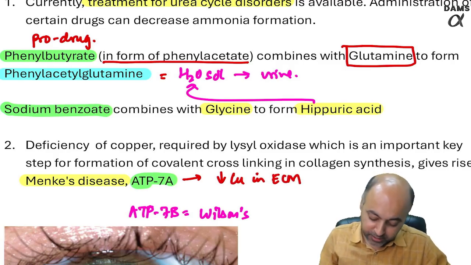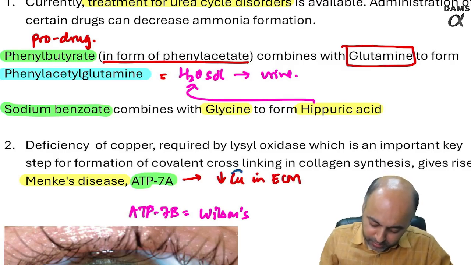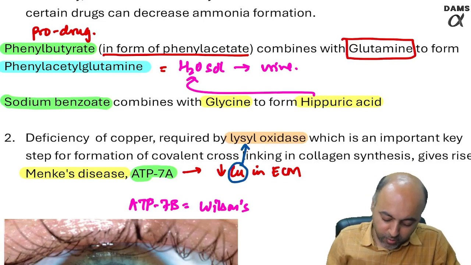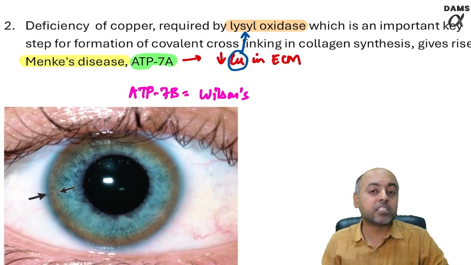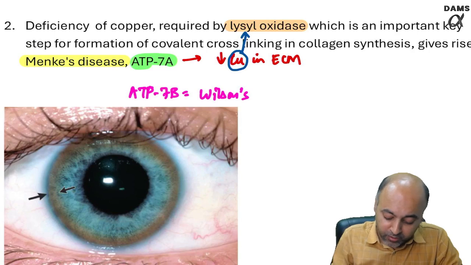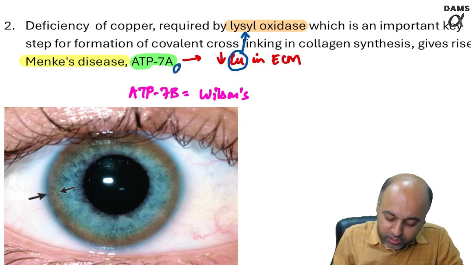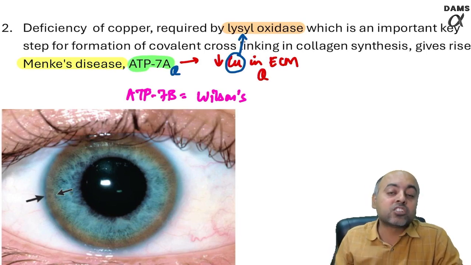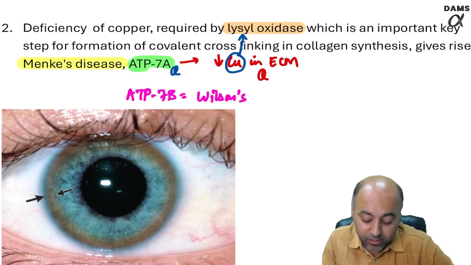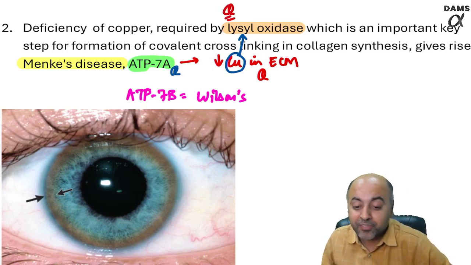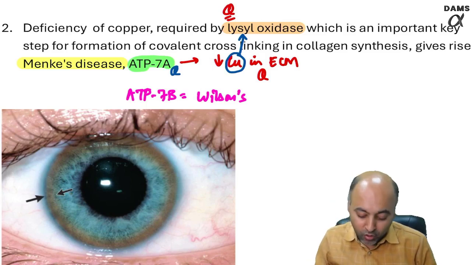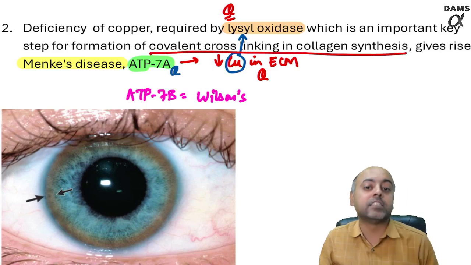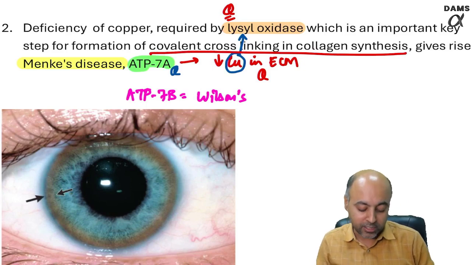Decreased copper in extracellular matrix, and this copper is actually required by the enzyme lysyl oxidase. So there are three questions here. Number one, when you're talking about Menkes disease, which gene is defective? Number two, what is the effect of gene defect? There is decrease of copper in the extracellular matrix. And number three, which enzyme is getting affected? The answer is the lysyl oxidase. All of them are involved in the cross-linking in collagen synthesis. Please remember, cross-linking in collagen synthesis.